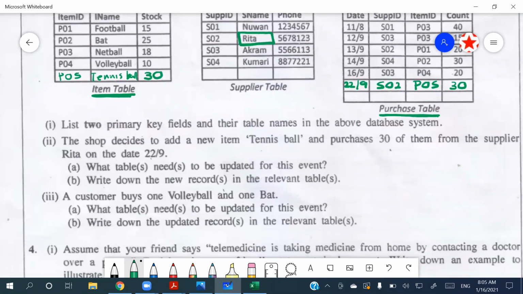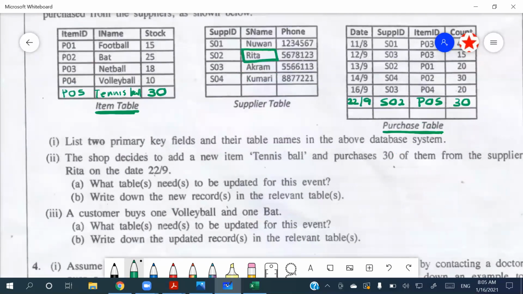Like what are the things that they are going to buy? The customer, one volleyball and one bat. So what table or tables need to be updated? It is just the item table, right? And how the records are going to be updated.